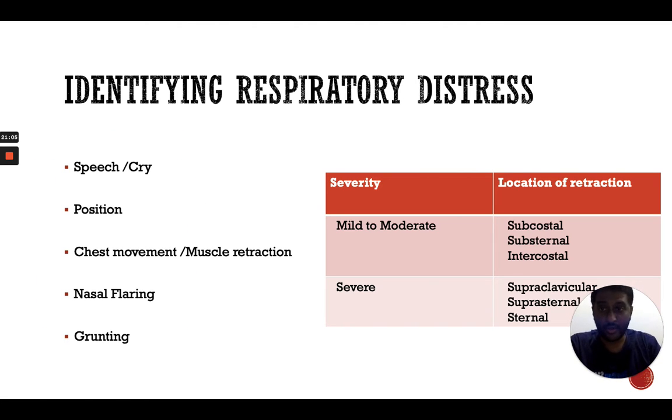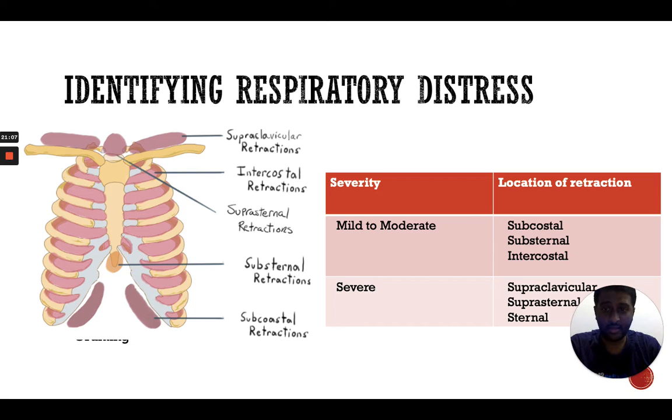Okay, where to look for here? Okay, so it goes from bottom up. Okay, as it goes higher, it means it's more severe. Okay, so subcostal retractions here, substernal and intercostal. If you see any retraction above clavicle or sternal retractions, the patient is in significant distress. These patients should be managed in resus.